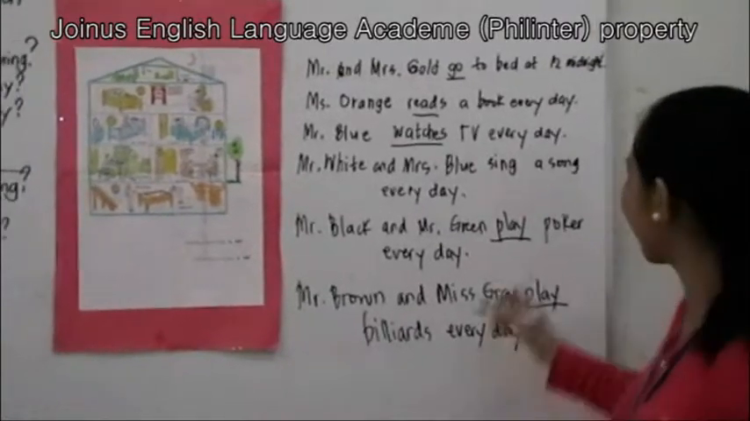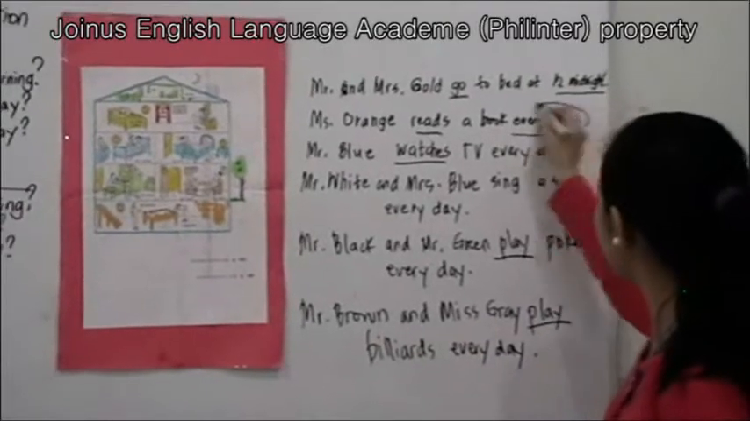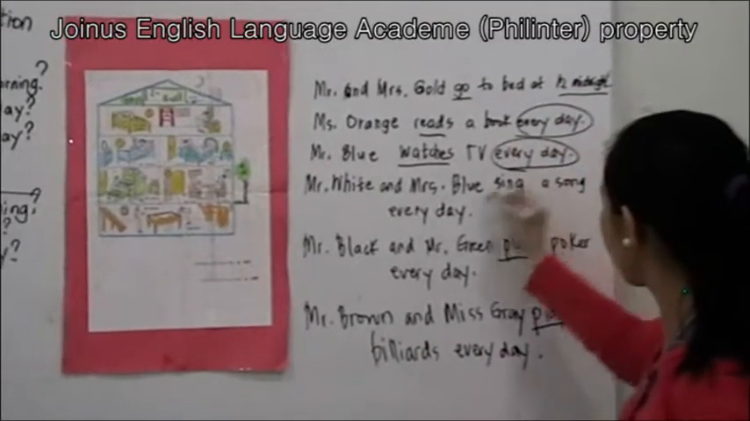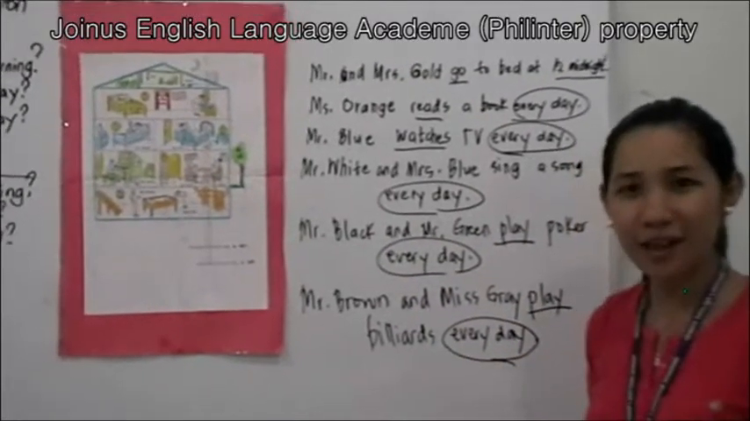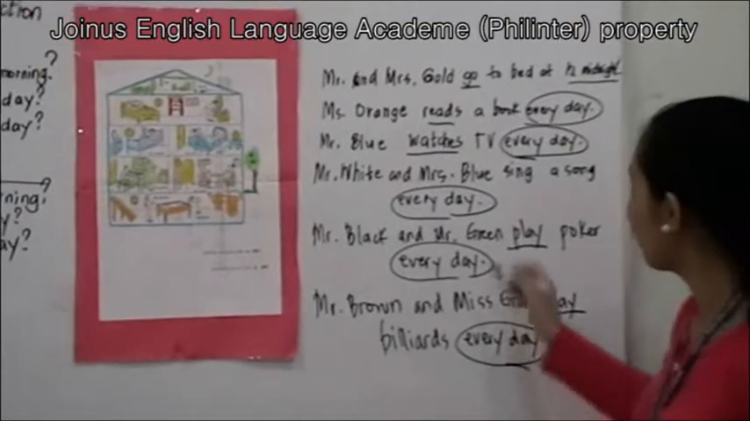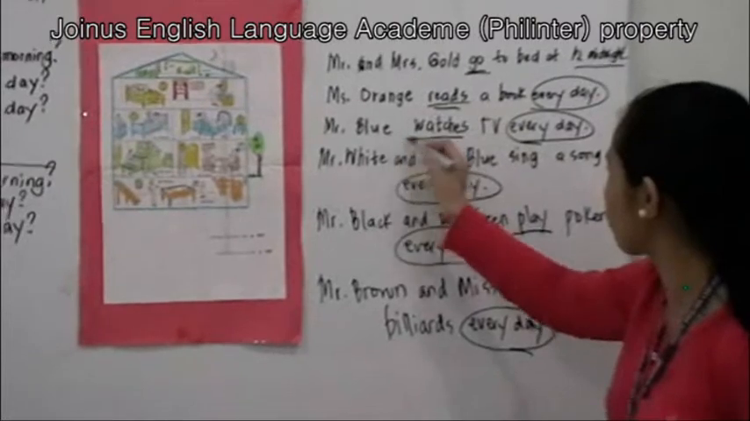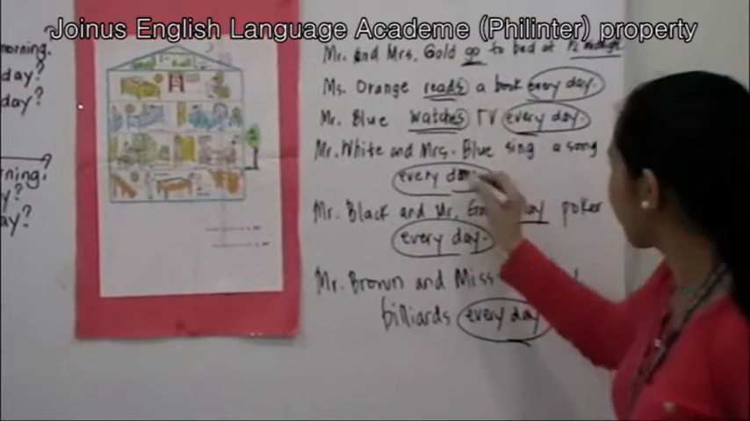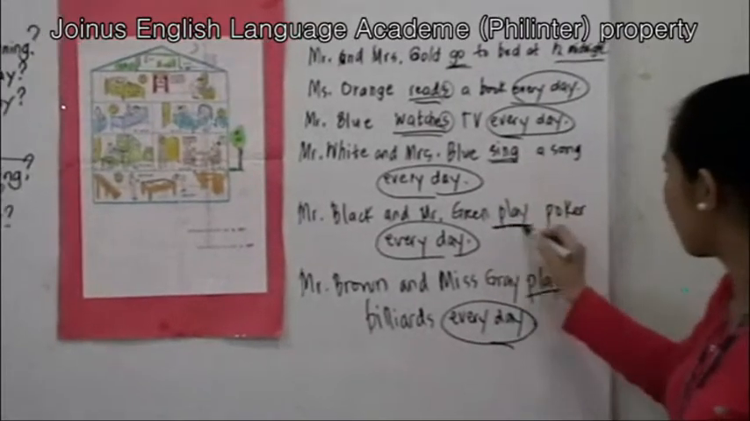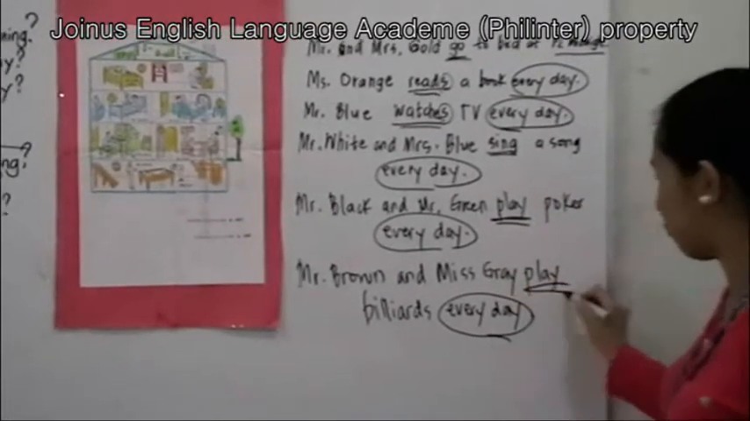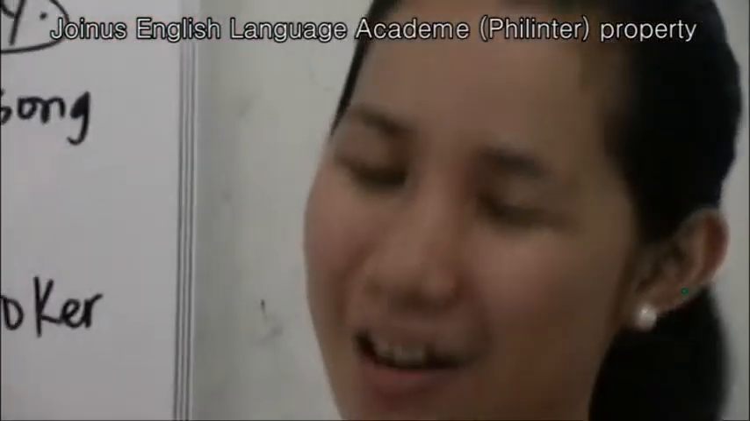Okay, let's take a look at our time. Let's say 12 midnight every day. Every day, every day. See, this is habitual action. So, let's take a look at our verbs. Go is a present simple. Reads. Mr. Blue watches. And let's have Mr. White and Mrs. Blue sing. Then we have play and also we have play. So, very easy. Do you understand me? Okay, very good.